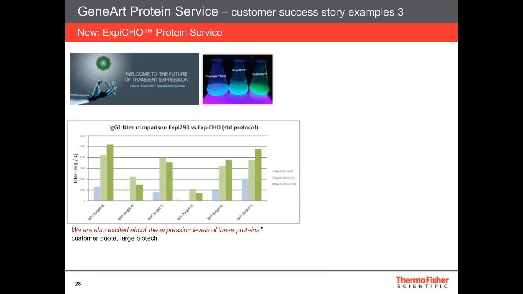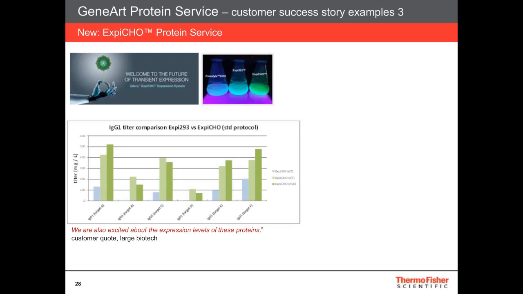And finally, I also want to draw your attention to our newest launch of service, since we are also now offering protein service using the highly advanced XP-CHO system. And I am sure you will hear a lot more about the system during this web conference, since this is really a very exciting and very well-suited system for doing protein production.